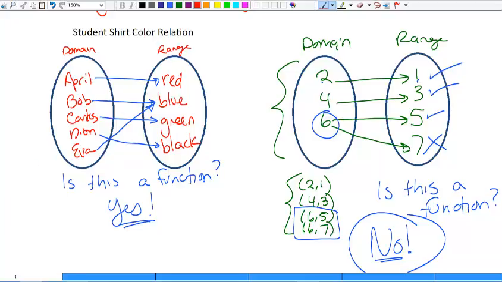For example, in our first one, if we have April is dating red, Bob is dating blue, Carlos is dating green, Dion is dating black, and Ava is dating blue, that means blue is two-timing. But that's okay in this case. So it is still a function, because blue is in the range, and the range doesn't have to be on its best behavior. It's only the domain that has to be on its best behavior, being mapped to one. So in order to be a function, the domain cannot repeat.